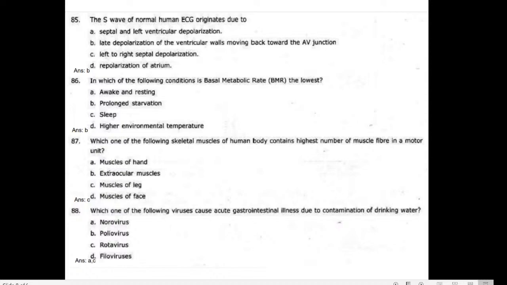So norovirus and rotavirus cause acute gastrointestinal disease. Poliovirus affects the spinal cord and causes paralysis. Filovirus causes severe hemorrhagic fevers.